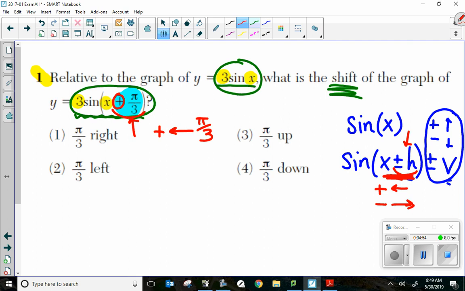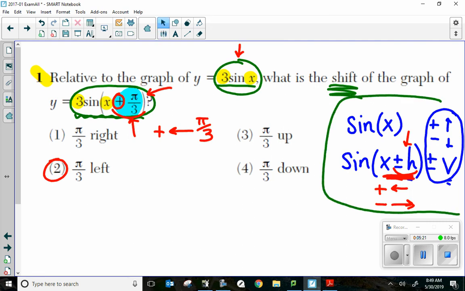So all you really need to do is know the rules, and you're going to answer this very, very quickly. I'm moving left pi over 3 units. Now, if I had a calculator, I could graph this in y1. I can graph this in y2, and I could take a look at how the graph moves. Or I could look at the table and see the movement. But it's a lot easier to just know your rules, what I have written here. This really helps.